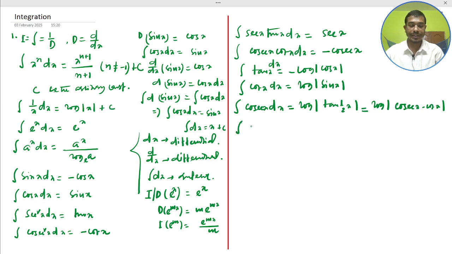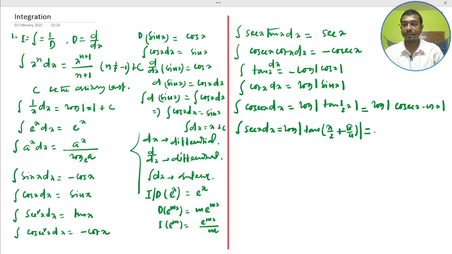Next, integration of sec x dx, that would be what? Log mod tan of x by 2 plus pi by 4, and that would become log sec x plus tan x. Okay.